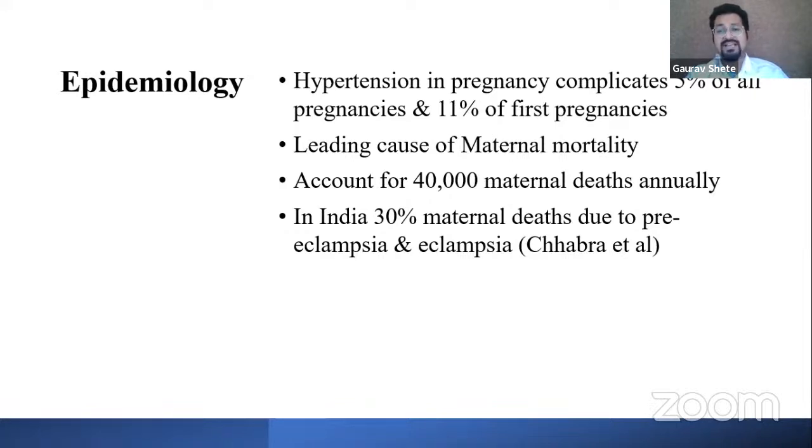So this states the risk factor as primary gravidas. The first time a lady is exposed to chorionic villi, she has a higher risk. Eventually the risk in subsequent pregnancies goes down. It is a leading cause of maternal mortality, accounting for 40,000 maternal deaths annually. In India, it is 30% of maternal deaths. So preeclampsia and eclampsia deaths are 30%. After that, there is PPH. So we have to be careful because this is a severe cause. This is one of the major causes of maternal deaths.